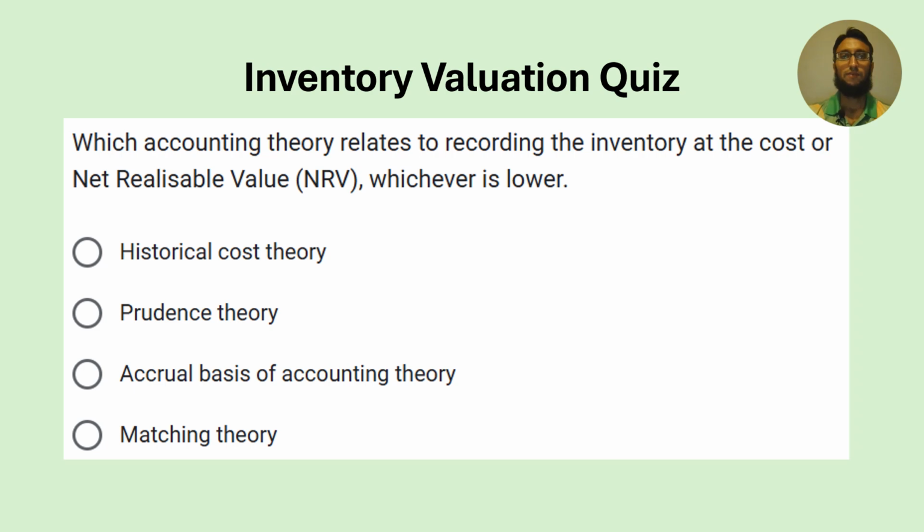Today we'll be looking at inventory valuation quiz questions. Alright, let's begin. Which accounting theory relates to recording inventory at the cost or net realizable value, whichever is lower? Basically, this is related to the inventory valuation rule or the inventory valuation method. So from recall, we have to know that it is related to the prudence theory.